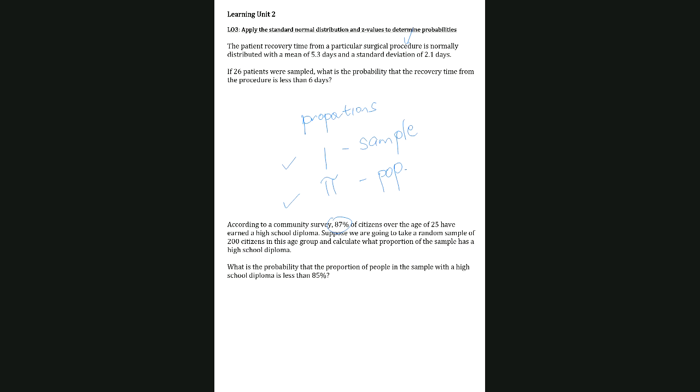So in the first sentence, they said to you that according to a community survey, 87% of citizens over the age of 25 have earned a high school diploma. So this 87%, they're saying to you, is in general what occurs in this community. So this is then your population proportion. It's your value of pi.